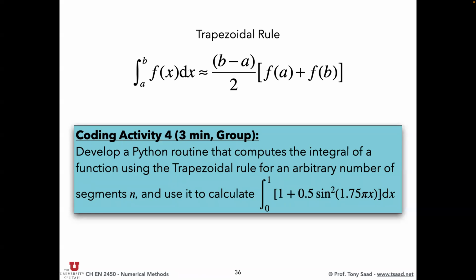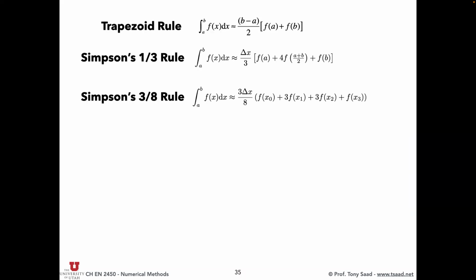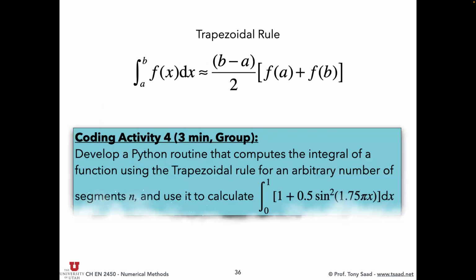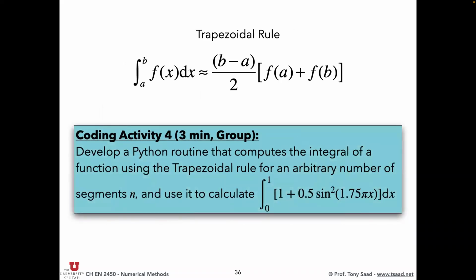Remember, last time we discussed the three more advanced rules, the Simpson's rule and the trapezoidal rule and the Simpson's one-third and three-eighths rules. And we said in the end that the easiest one to apply on discrete data was the trapezoidal rule. And that's the one we're gonna adopt. So we're gonna go ahead and implement the trapezoidal rule routine in Python and try to integrate that same function that we were dealing with last time. Okay, so grab your notebooks.